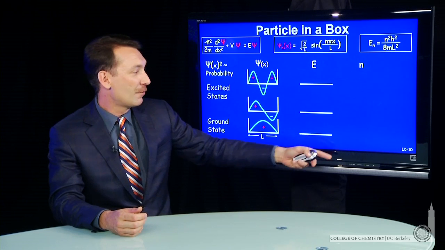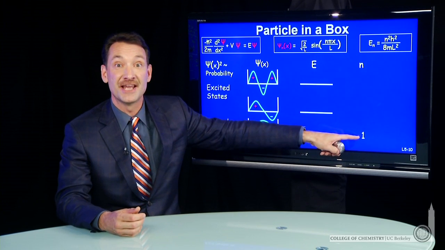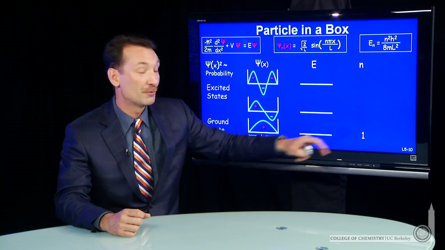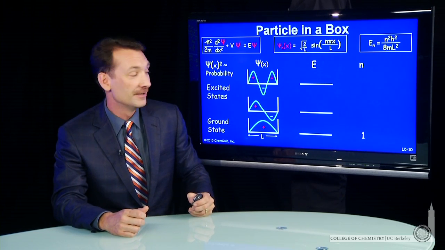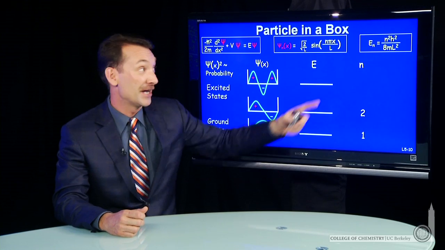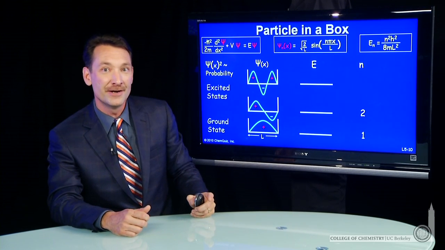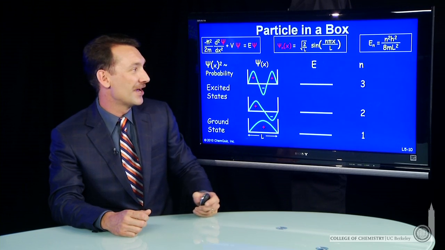So I can then plot out, well, the lowest energy state, n equal 1. We have no n equals 0 state. N equal 1 is where we start our counting. N equal 2, higher energy state. You'll see n goes in as the square. So higher n, higher energy state.